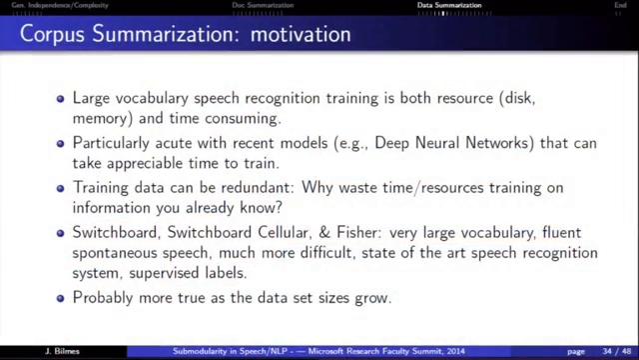And I think I've already said this, but let me just give you a couple of facts about this. So we tried this on some fairly standardized speech recognition corpora, Switchboard, Switchboard Cellular, and Fisher data, which is a fairly large vocabulary, fluent, spontaneous speech recognition corpus. And we found this to be somewhat true in that data, but my guess is that when you look at, for example, the corporate world, who have training data sets that are much, much larger than what exists in the academic world, this redundancy problem would be even more acute.